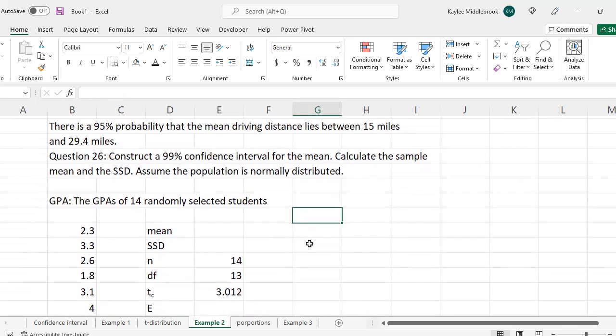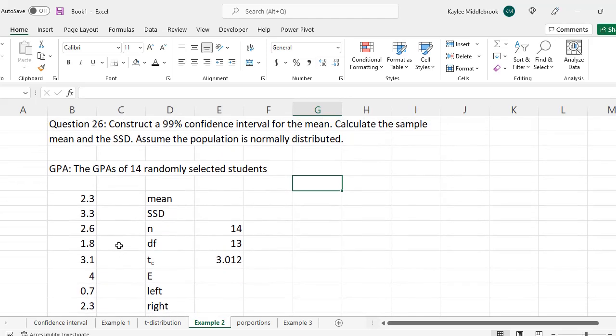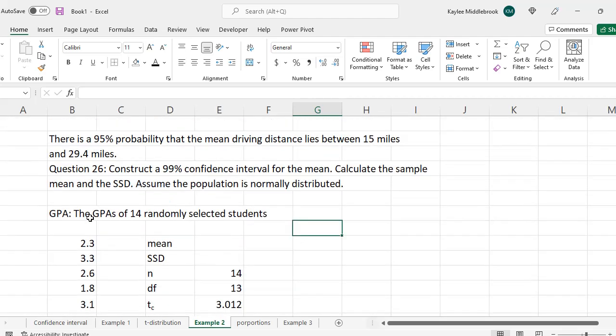For question 26, we're going to construct a 99% confidence interval for the mean, calculate the sample mean and the standard deviation, and assume that our population is going to be normally distributed. For this one, we're given various GPAs of 14 randomly selected students. I already took the liberty of copying and pasting the values here, so just take a moment to pause if you need to add those.